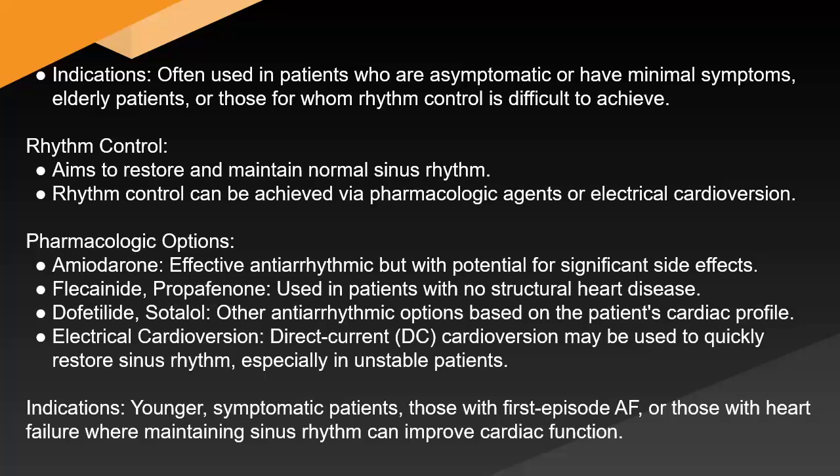Indications: often used in patients who are asymptomatic or have minimal symptoms, elderly patients, or those for whom rhythm control is difficult to achieve. Rhythm control aims to restore and maintain normal sinus rhythm. Rhythm control can be achieved via pharmacologic agents or electrical cardioversion. Pharmacologic options: amiodarone, an effective antiarrhythmic but with potential for significant side effects.